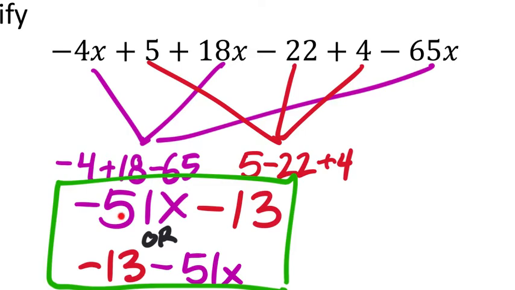And once again, we expected there to be 2 terms in this. We've got an x term and a constant because there were only x terms and constants in the original expression.